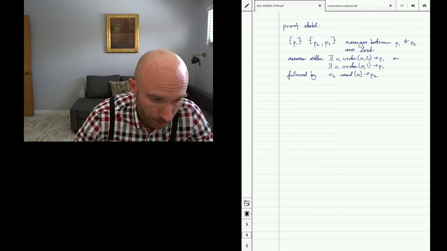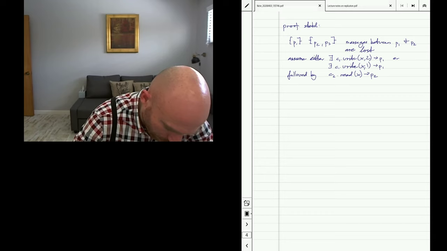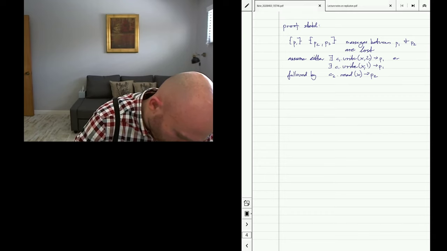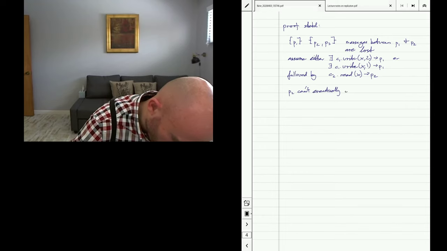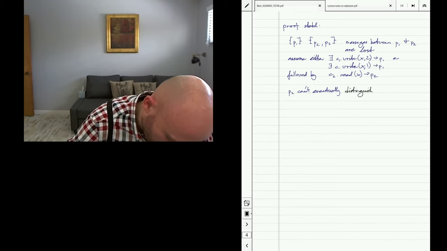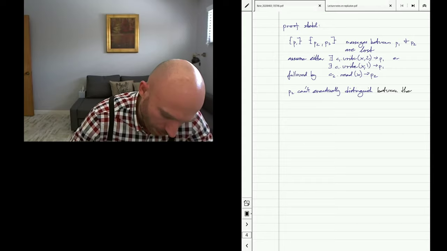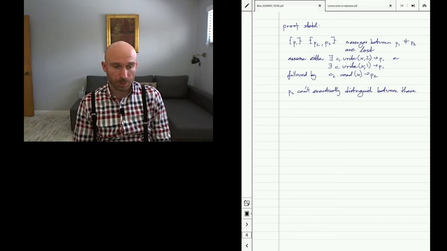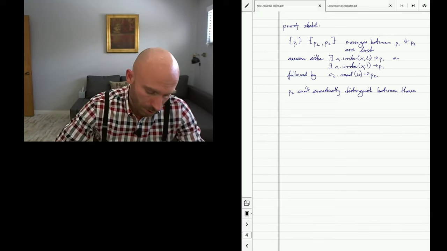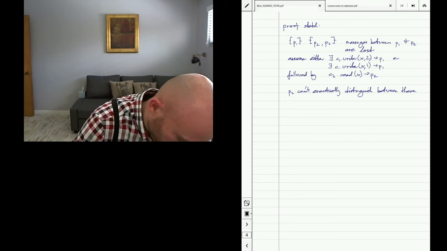So the basic problem is that if there is a partition and all these messages are lost, then P2 can't distinguish between these. Okay. And by these, I mean whether or not client one writes 1 or 2 to process P1. Okay. So if that's the case, what can P2 do?